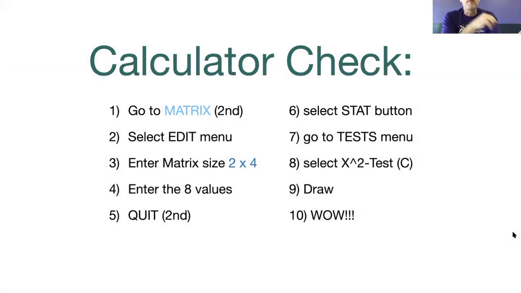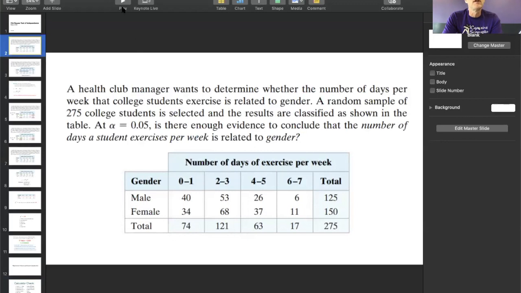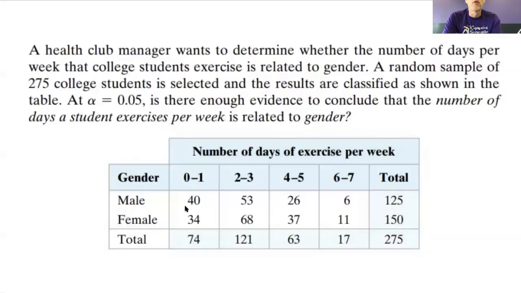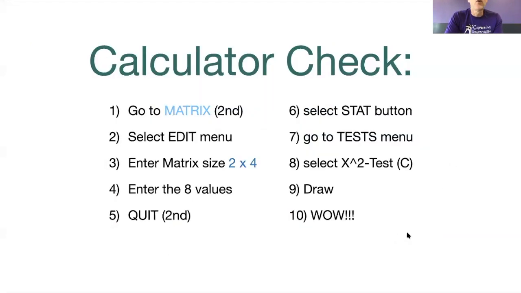You need to set your matrix to the correct size. The original table is a 2 by 4, so you want to put 2 by 4 in the matrix, and then enter the numbers going left to right, top to bottom, just like you read. So 40, 53, 26, 6, 34, 68, 37, and 11. Quit. So second, quit, and then you're going to select the stat button.